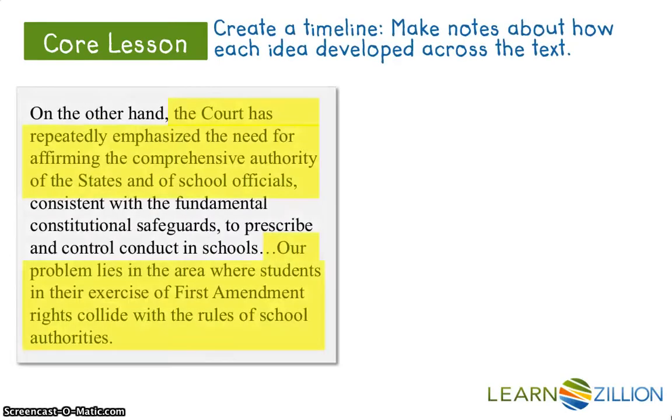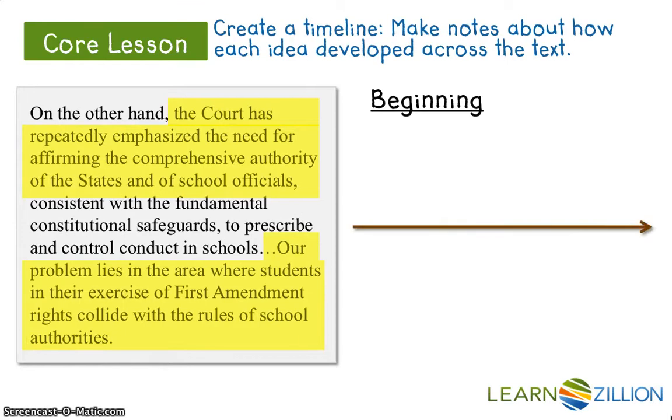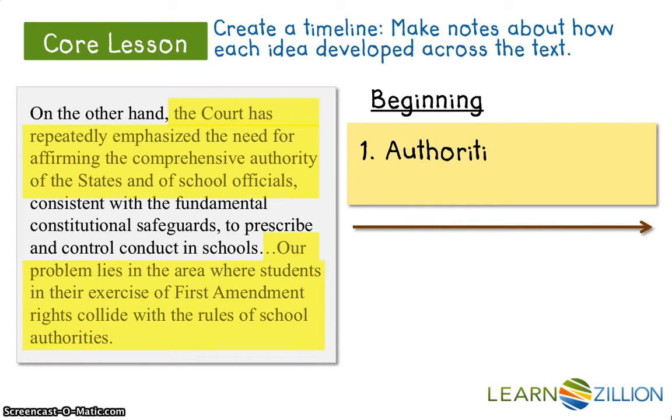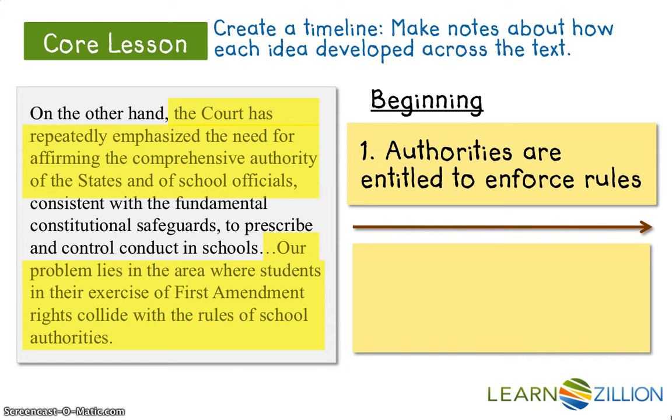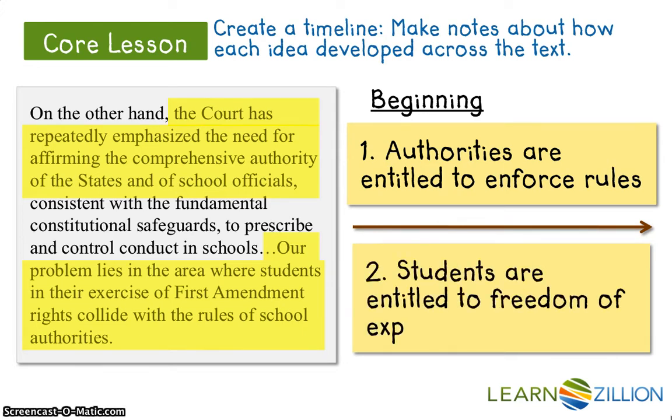Now I'm going to create a timeline by making notes about how each idea developed in the beginning, middle, and end of the text. Here, the court says that they affirm the authority of states and school officials. Here they say authorities are entitled to enforce rules. The competing idea is, what about when rules come into competition with First Amendment rights of students? The competing idea is that students are entitled to freedom of expression.